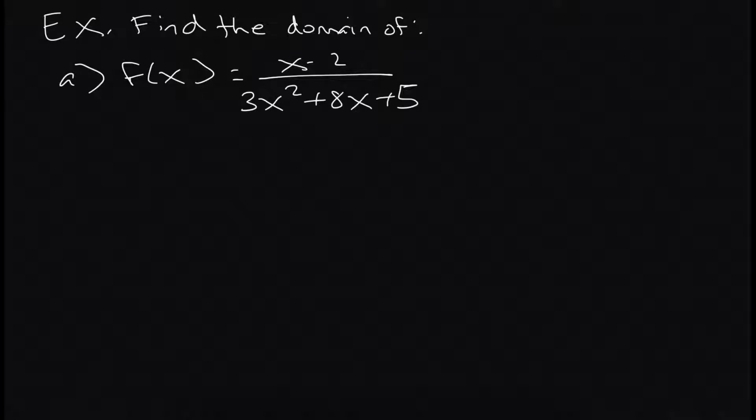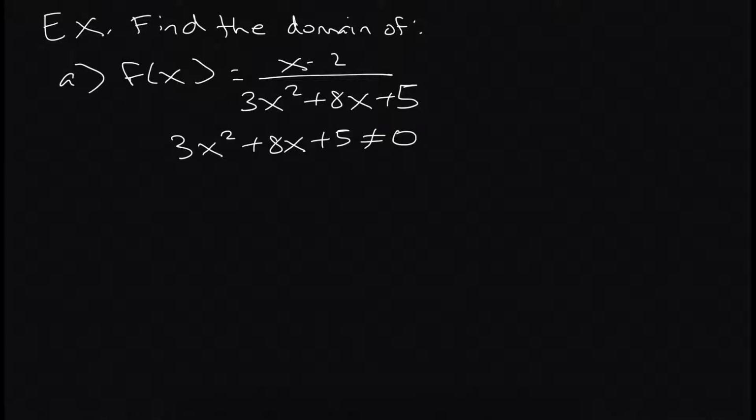And let's see here, we have a fraction, so we have a denominator, so we cannot have that denominator, 3x squared plus 8x plus 5, be equal to 0. Now this factoring is a little bit more complicated than the previous one. The previous one didn't have a coefficient on the x squared, so in this case we have a 3 on the x squared. That makes it a little bit more complicated.